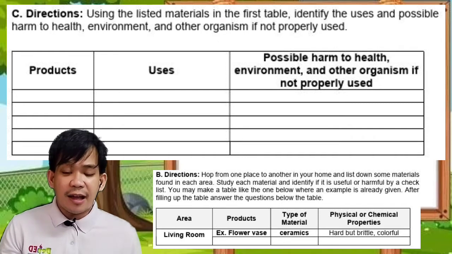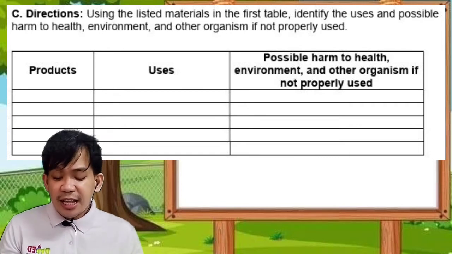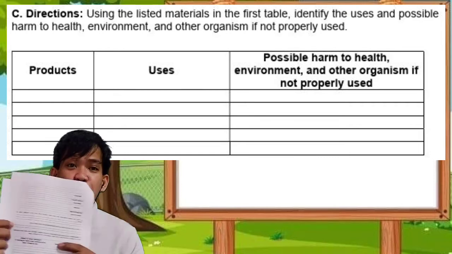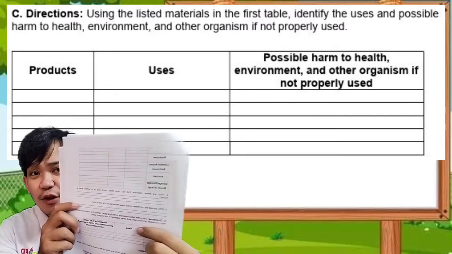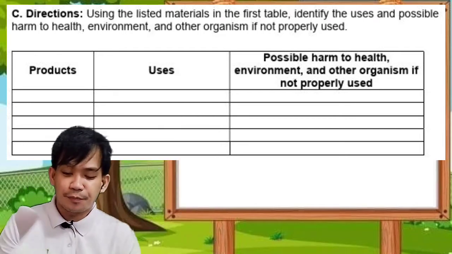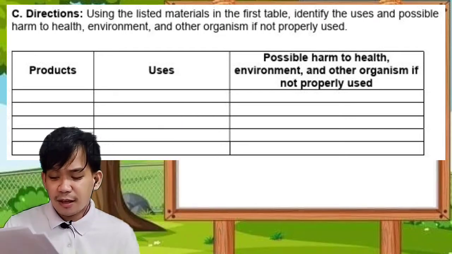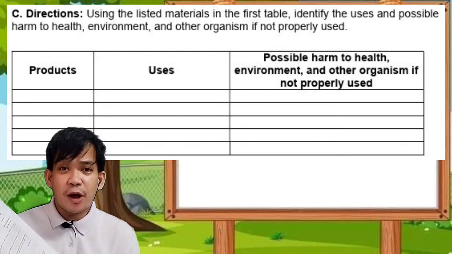Ang gagawin nyo lang, after writing the product, for example, muriatic acid, ilalagay nyo sa second column, ano yung use. Okay, sa second column, isulat nyo, ano yung use. Yung use ng muriatic acid. So, just write it. 2 to 3 words. Pwede na yon as long as maisulat nyo kung ano yung use niya.